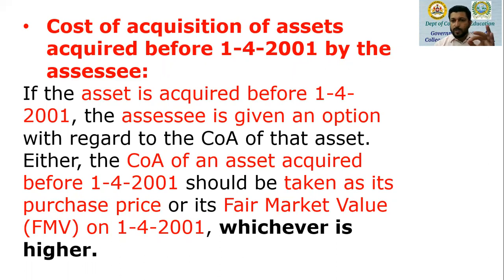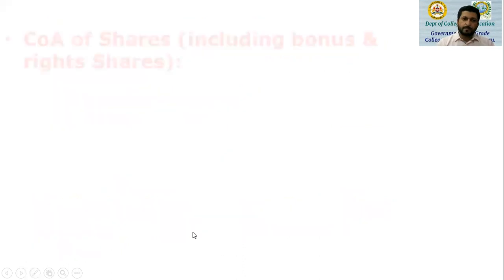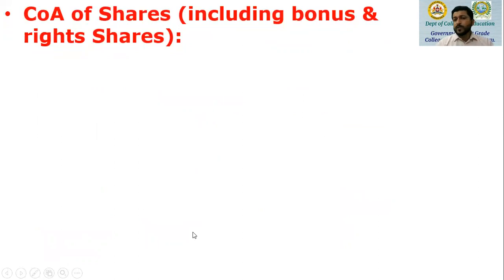Either the actual cost at which the property was acquired, or the fair market value of that property on 1st of April 2001. So among these two numbers, whichever is higher can be taken as cost of acquisition. Then we have cost of acquisition of shares, including bonus and right shares.